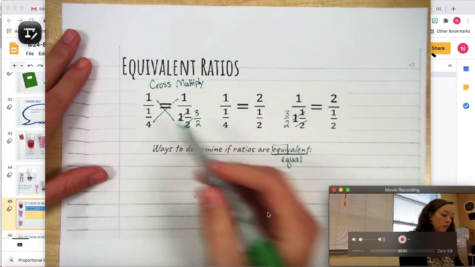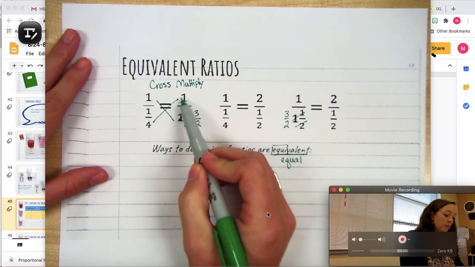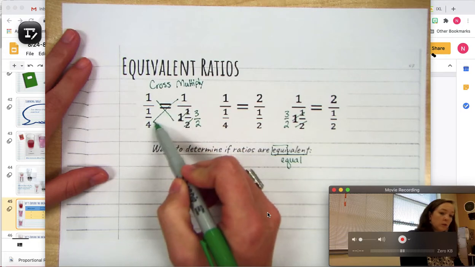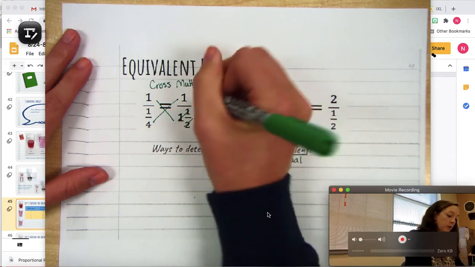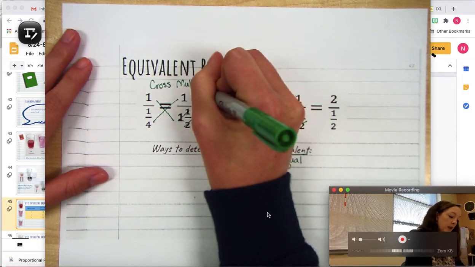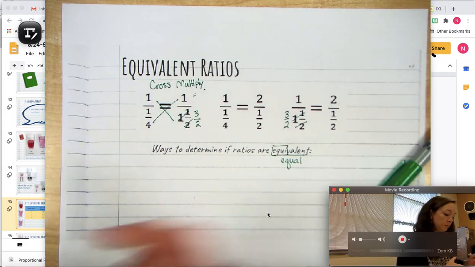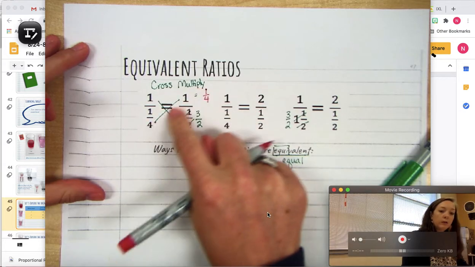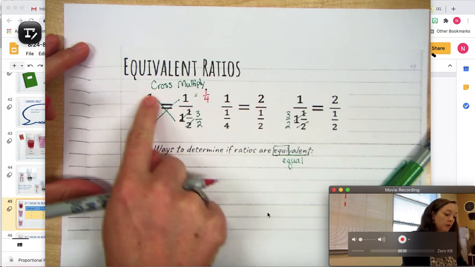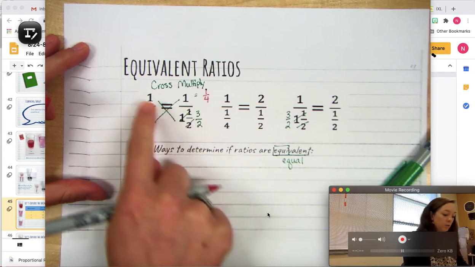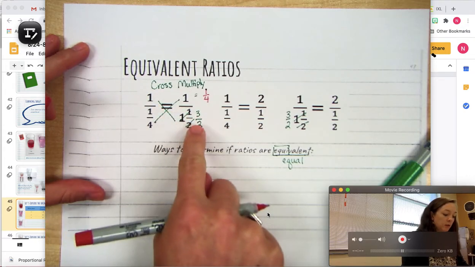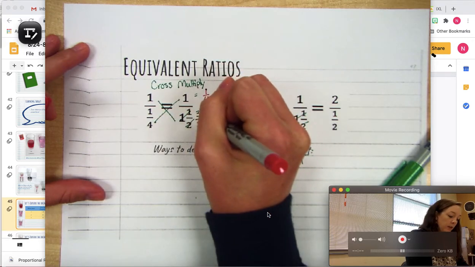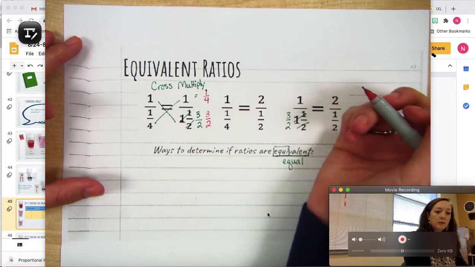All right, so 1/4 times 1. We're going to multiply by 1. Any number times 1 is that number, right? So I get 1/4 as my answer going up. Now I'm going to cross multiply the other side. 1 times 3 halves, and I get 3 halves. 1 times that number is that number.